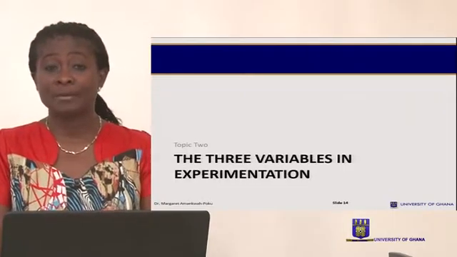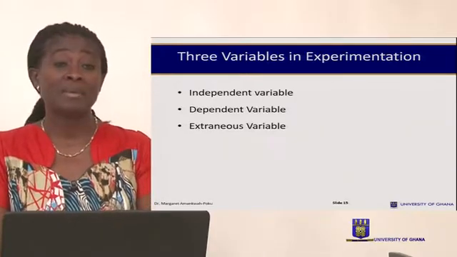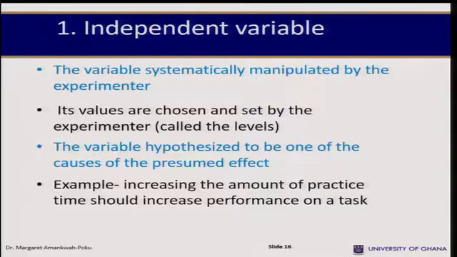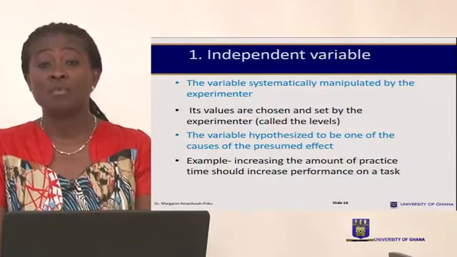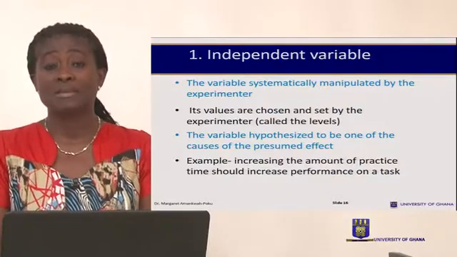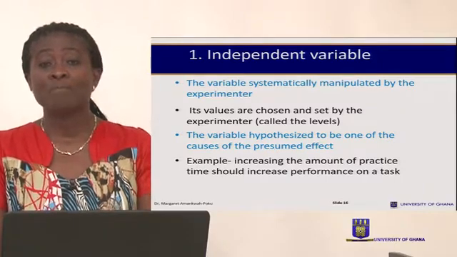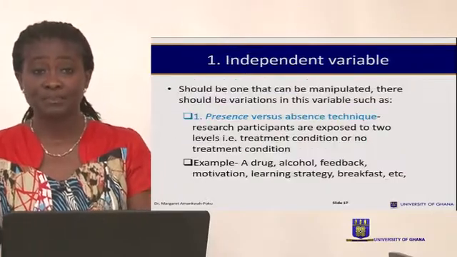Now let's look at the three variables in experimentation. I've mentioned this earlier on, but I'll go over this again. So I'm going to be very brief. I've identified the independent variable, dependent variable, and extraneous variables. Now the independent variable is a variable that is systematically manipulated by the experimenter. I mentioned earlier on that this is the variable that the experimenter will vary or manipulate to find out the effect of this manipulation on the dependent variable. So for instance, increasing the amount of practice should increase the performance on a task.